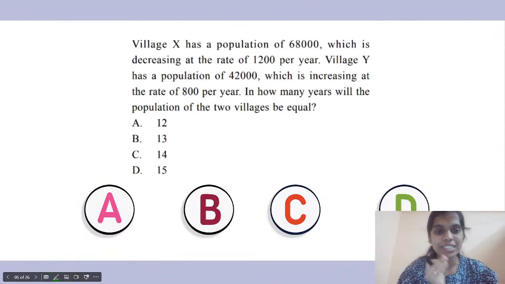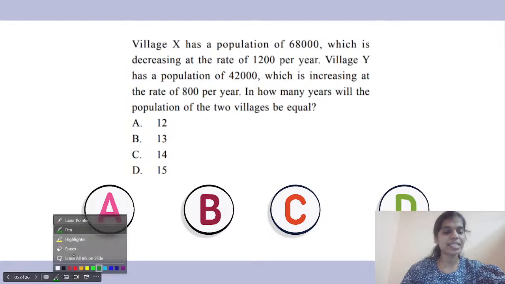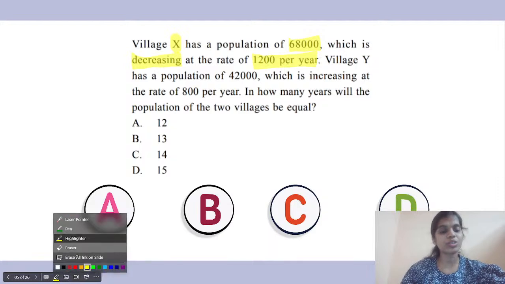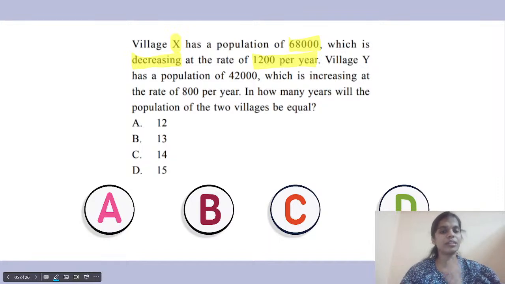Now, see the next question. Village X has a population of 68,000, which is decreasing at a rate of 1,200 per year. So I'm talking about Village X. Village X population is 68,000 and it is also decreasing at 1,200 per year. So in that village, 1,200 people are not there after a year.